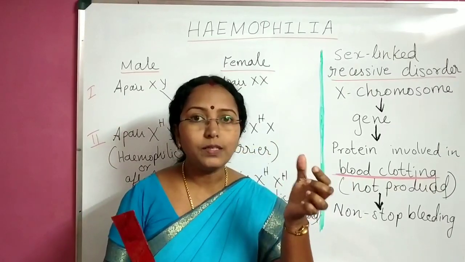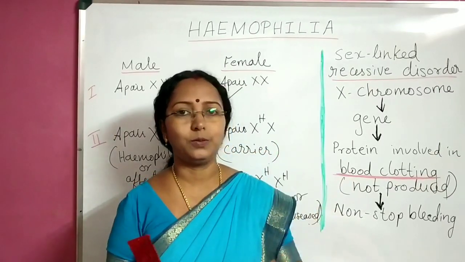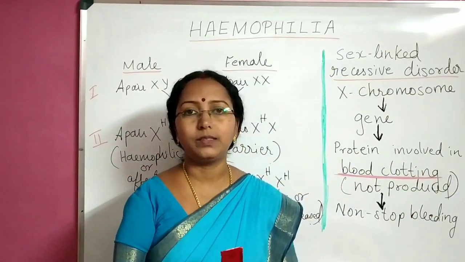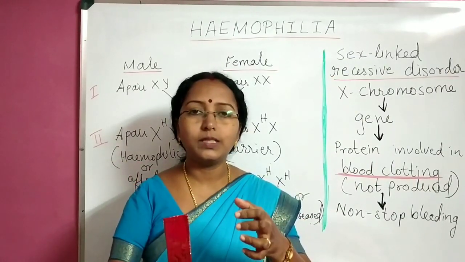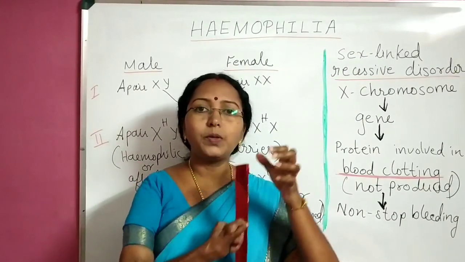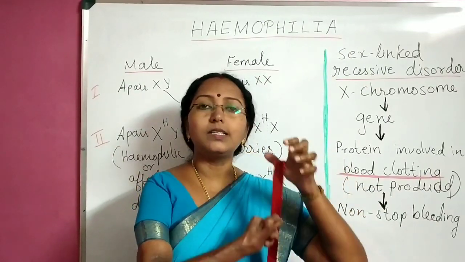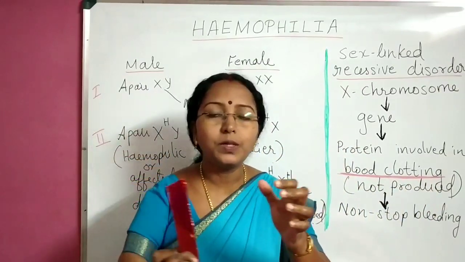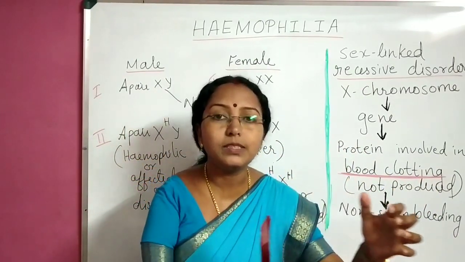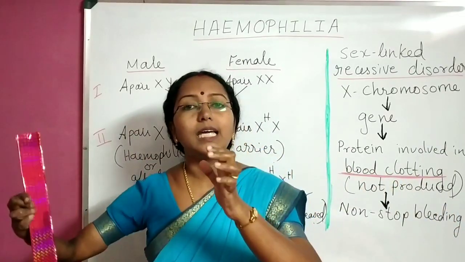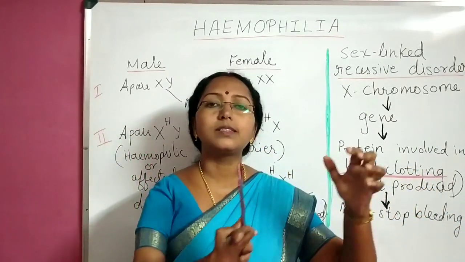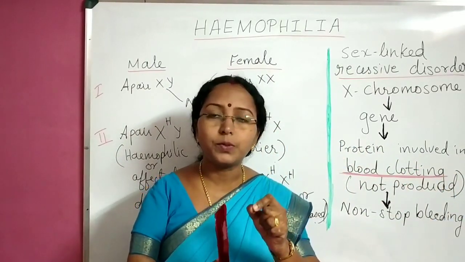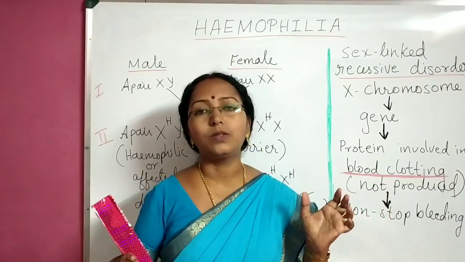For blood clotting to occur, it's not a simple process actually. There is a series of proteins involved in the clotting of blood. One protein will be produced by one gene, another protein by another gene, a third protein by a third gene. Likewise, there are many proteins produced from many different genes. So you say that there is a cascade, one after the other getting produced. If any one among these genes is not able to produce its protein, blood will not clot.